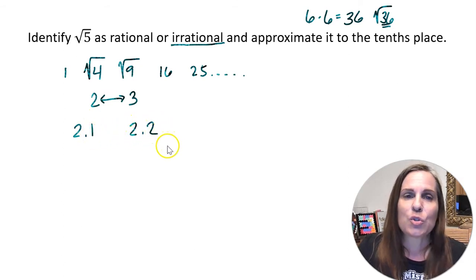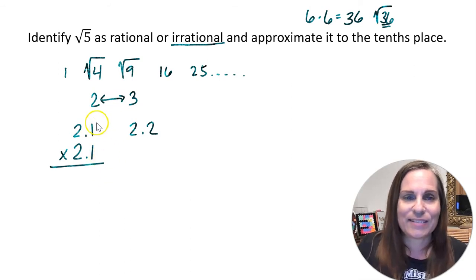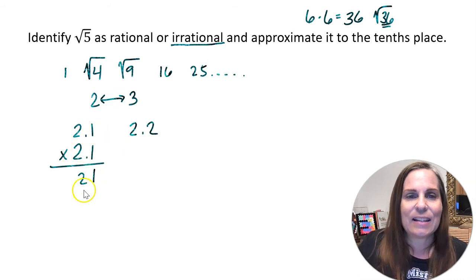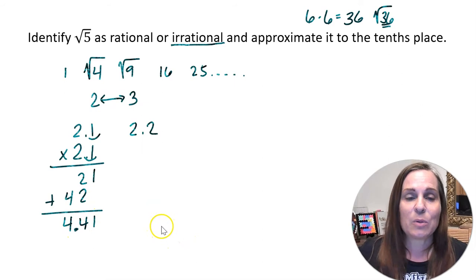And when I say try, that means we're going to multiply 2.1 times 2.1, the old-fashioned way, right? Multiplying by hand. So I get that, and then I get 2 and a 4, and I add, and then I have 1 decimal place, so I need 2 decimal places in my answer. So this comes out to 4.41.